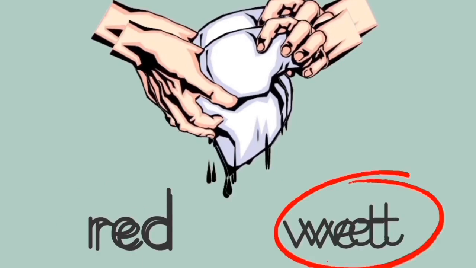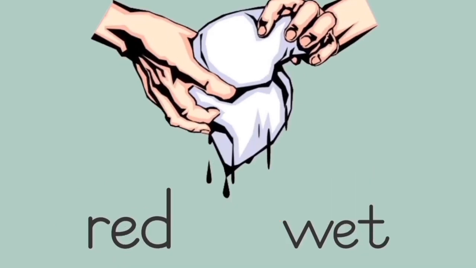Now what is this? Wet. Again, which one is correct E sound word? Is it red or wet? Yes, wet. So we will circle it.